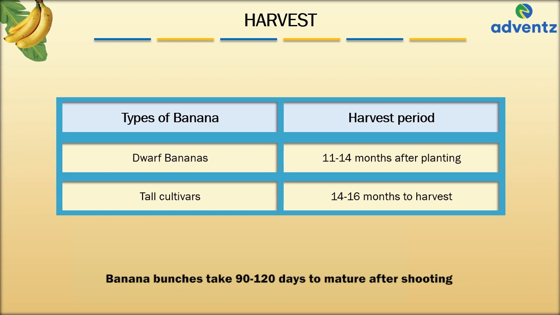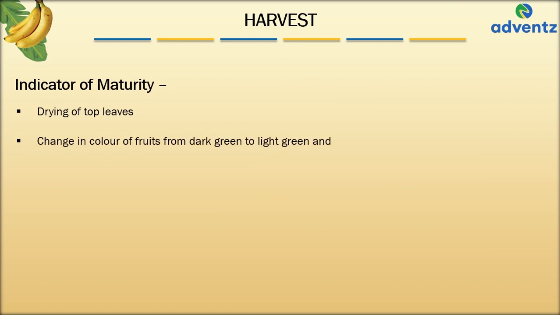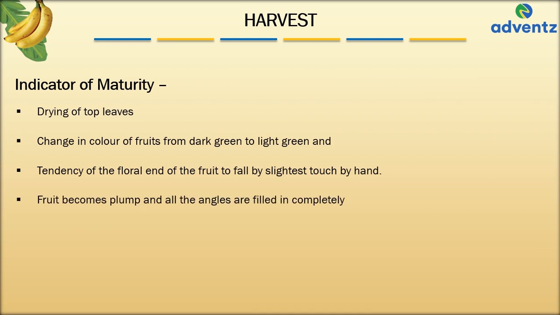The visual symptoms which act as an indicator of maturity are: the maturity of banana is indicated by drying of top leaves, change of color of fruits from dark green to light green, and tendency of the floral end of the fruit to fall by the slightest touch by hand. The mature fruit becomes plump and all the angles are filled in completely. When tapped, the fruit gives a metallic sound.